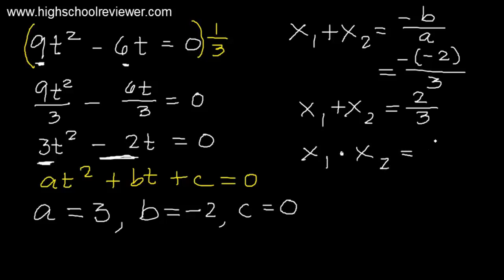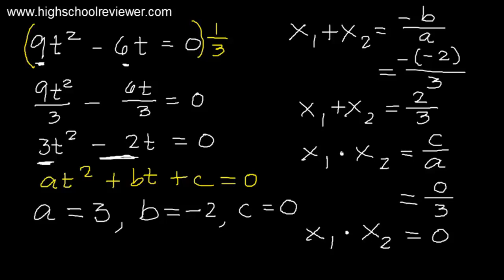And the formula for x sub 1 times x sub 2 is positive c all over a. And we know that the value of c is 0 and the value of a is positive 3. Again, 0 divided by any number, the answer is 0. So the product of the roots, which is x sub 1 times x sub 2, is equal to 0.